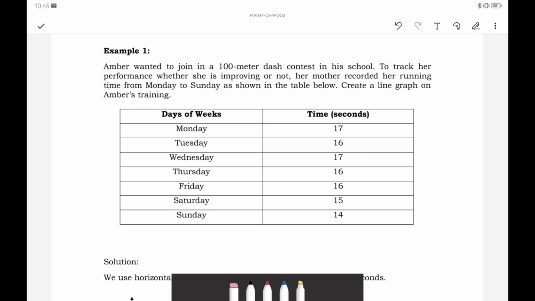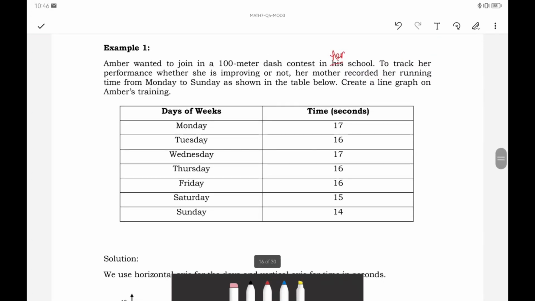Now let's proceed to example number 1. For the example for line graph, we have here Amber wanted to join in a 100-meter dash contest in her school. This is her. To track her performance, whether she's improving or not, her mother recorded her running time from Monday to Sunday as shown in the table below. Create a line graph on Amber's training.